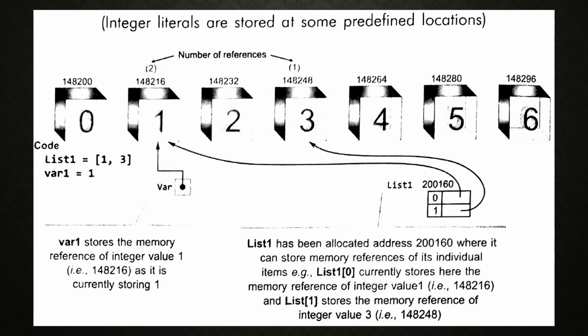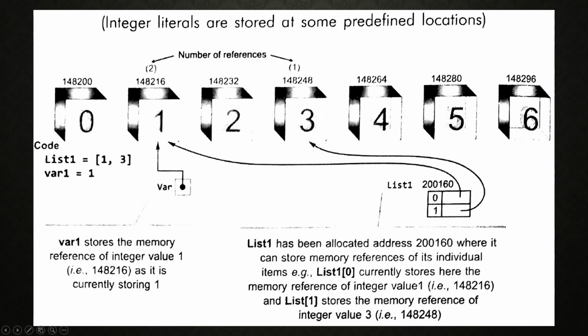See this. Here, number references are given: variable 1 equal to 1, and list 1 equal to 1, 3. List means it's of mutable type. At index 0 it holds 1, and at index 1 it holds 3. So the two index values are 0 and 1. Variable 1's value is 1 itself, so it refers to the value 1. Its address location is 148216.